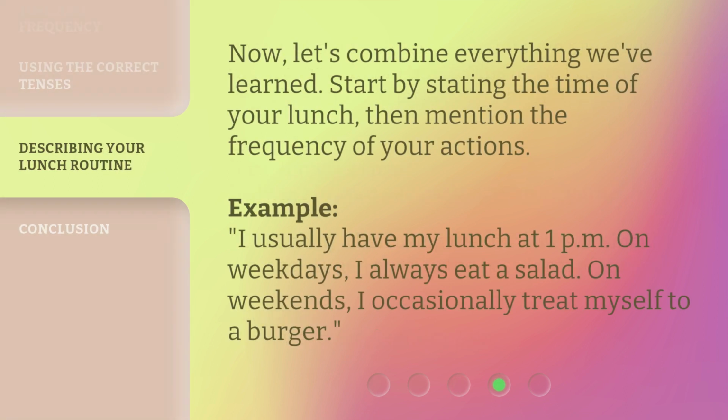Now, let's combine everything we've learned. Start by stating the time of your lunch, then mention the frequency of your actions. Example: I usually have my lunch at 1 p.m. on weekdays. I always eat a salad. On weekends, I occasionally treat myself to a burger.